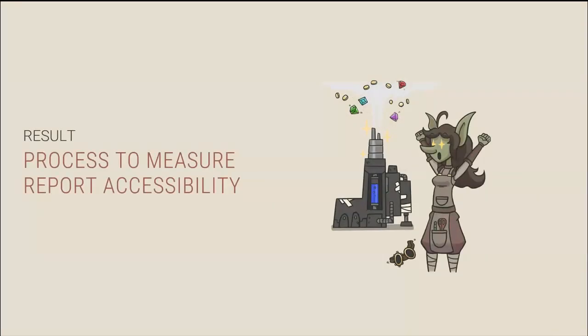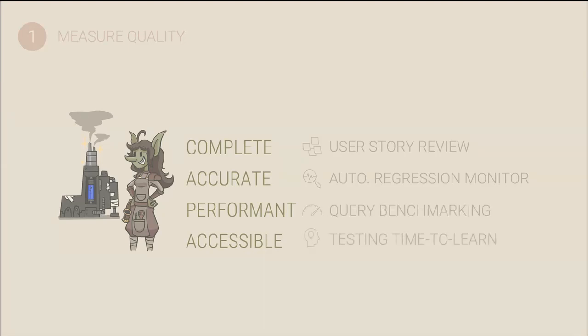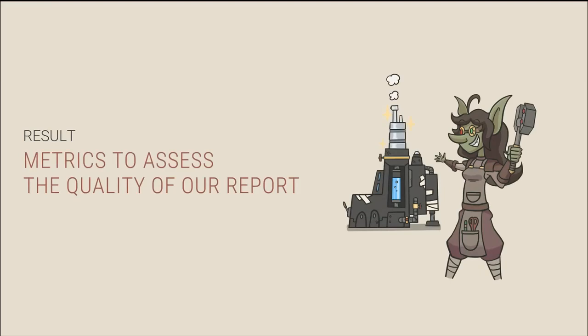So the result is that they had a process to measure report accessibility, which let them validate their designs. So for completeness, they're using user story review to assess that. For accuracy, an auto regression monitor to make sure that there's no change in the historical data that's unexpected. Performance using query benchmarking, and accessibility by testing time to learn. All of these, as a result, are giving them metrics in order to assess the quality of the report.